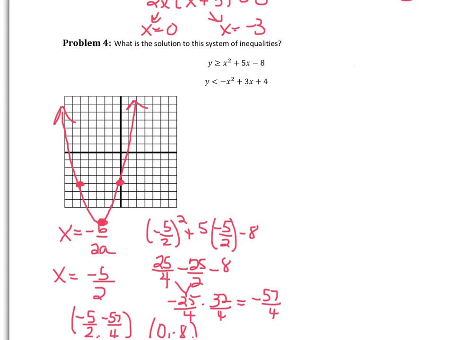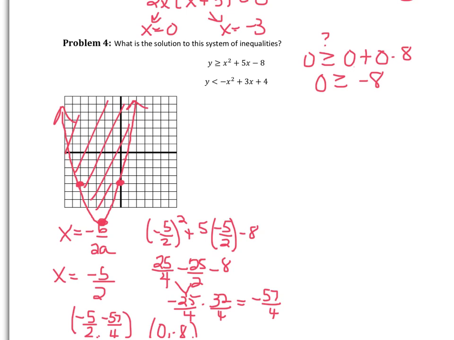So let's try the point (0, 0). Okay, if I put 0 in for x, I get 0 squared plus 5 times 0 minus 8. And that would just give me -8. And 0 is greater than or equal to -8 is a true statement. And therefore, we're going to shade within that parabola then.